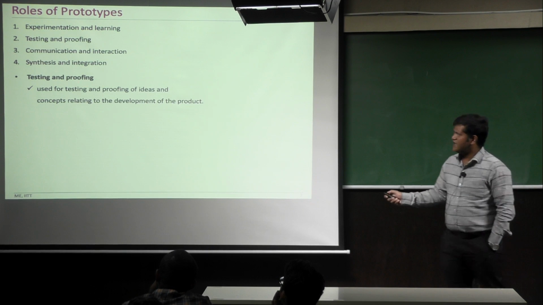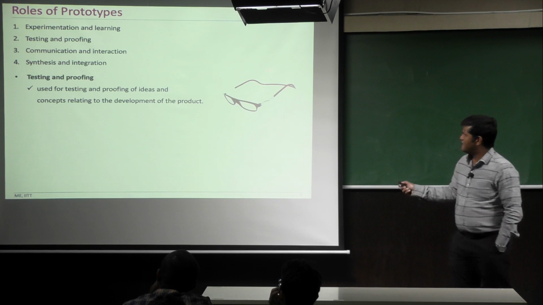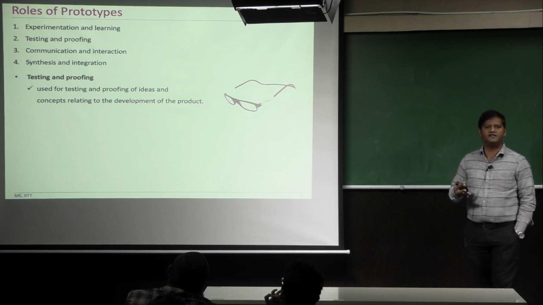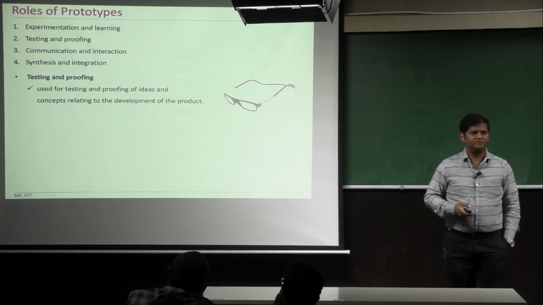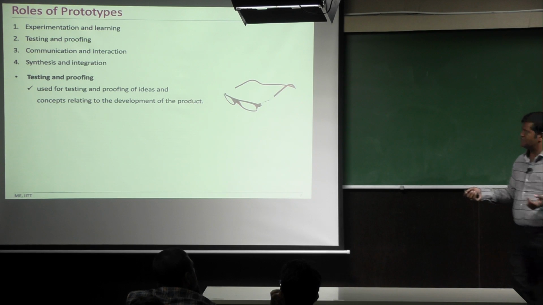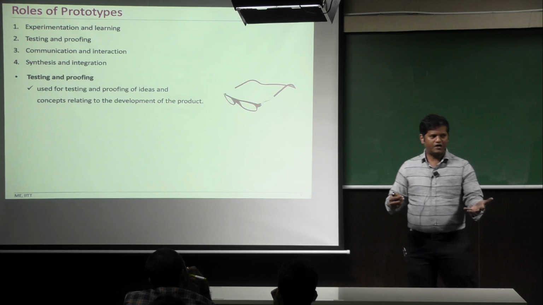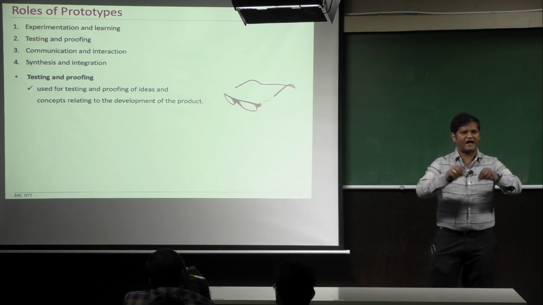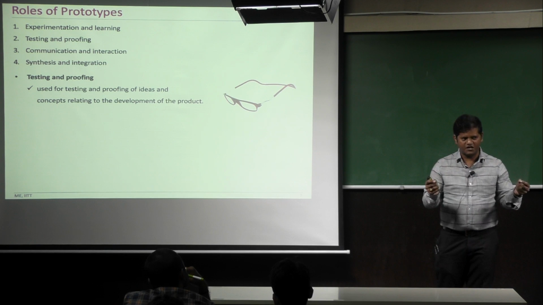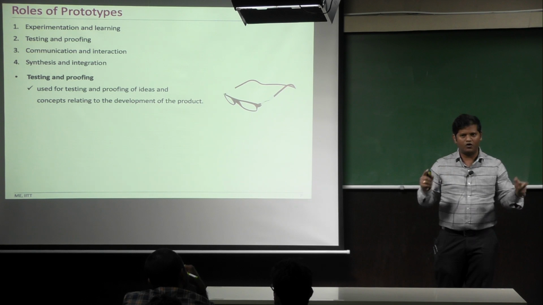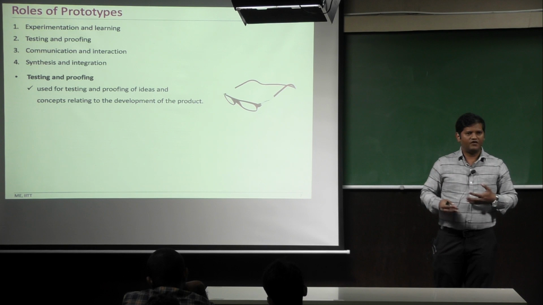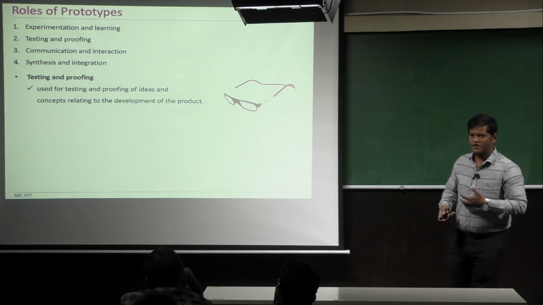The next one is testing and proofing. So this is one of the examples: during the initial stage of designing the spectacle frame, the glass frame, you can make the component, and then you can test whether the linkage mechanism we are using is as per the design, or is it creating any trouble? If it is creating trouble, what is the trouble? What kind of modification do we need to do? That means we are checking our design and we are evaluating our design.